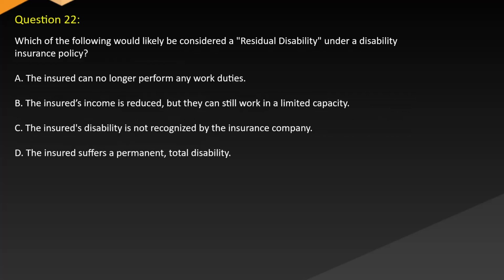Question 22. Which of the following would likely be considered a residual disability under a disability insurance policy? A. The insured can no longer perform any work duties. B. The insured's income is reduced, but they can still work in a limited capacity. C. The insured's disability is not recognized by the insurance company. D. The insured suffers a permanent total disability.